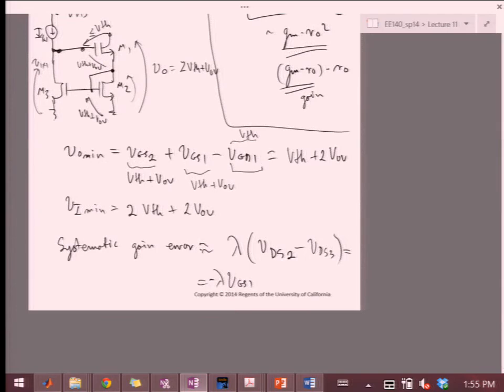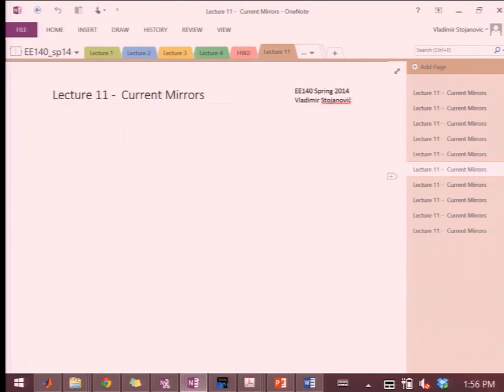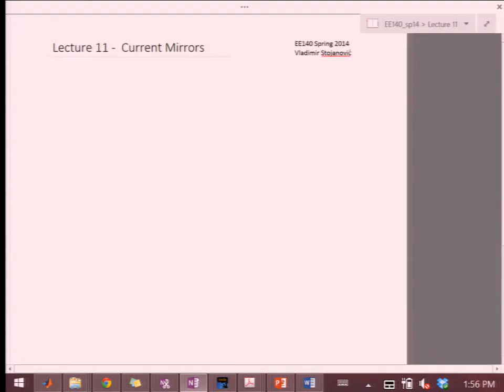Because VDS3 is VDS2 plus VGS1. Okay. So we still have some systematic error in Wilson as well, and we'll see with what topologies we can sort of get around that. So let's improve that Wilson.